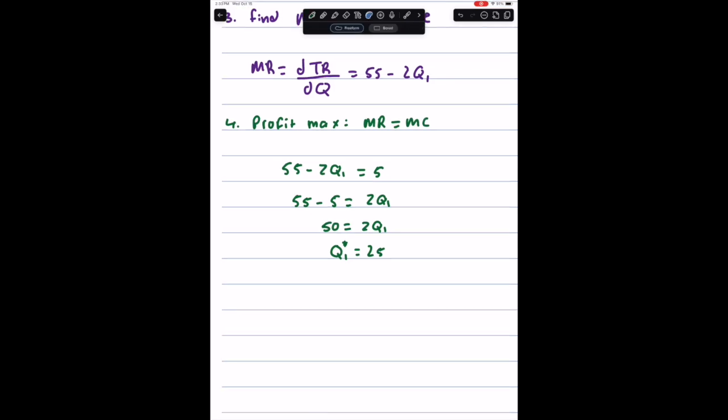Let me actually just show it just so you can see what we're doing. Divide both sides by 2. The 2's cancel out. Q1 is equal to 25.